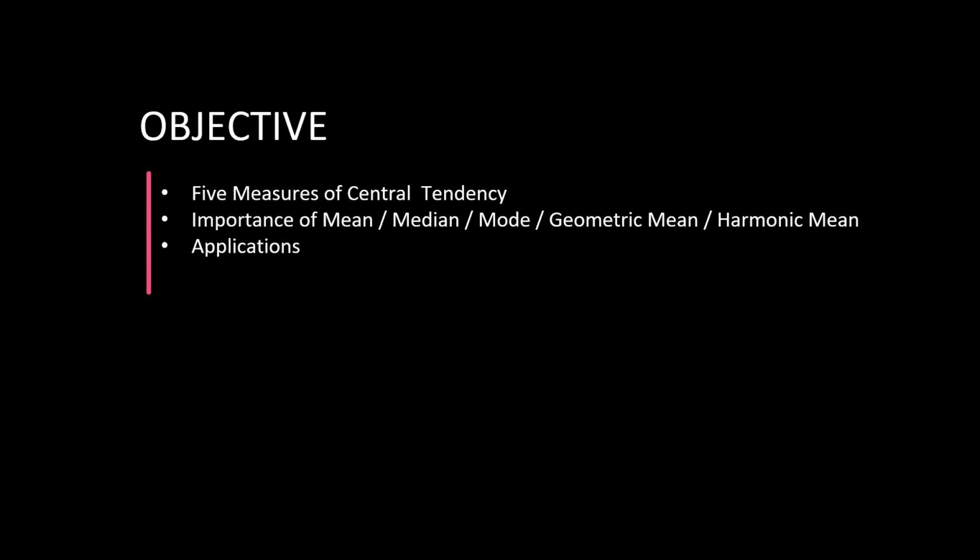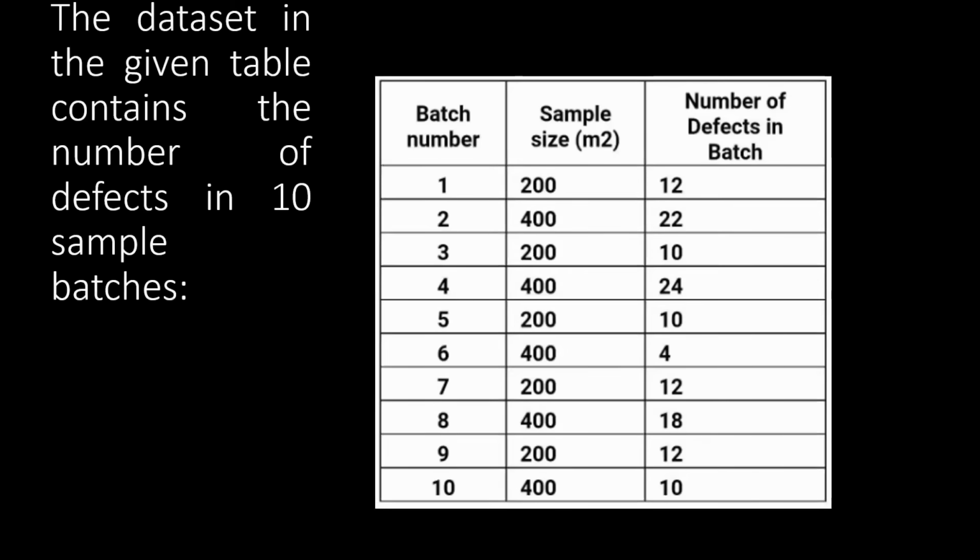So let's get started. Before we move ahead, I have a question for you. Let's say you are in charge of a quality assurance process of a company and you have inspected about 10 different batches. These are the samples that you see in each of the batches. So you have 200 in odd number batches and 400 in even number batches.